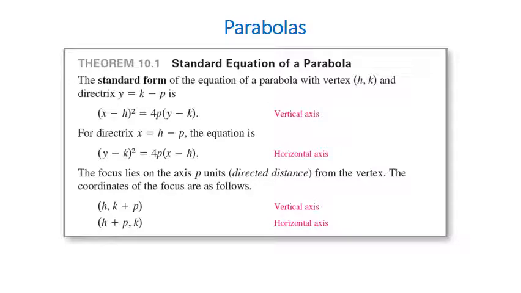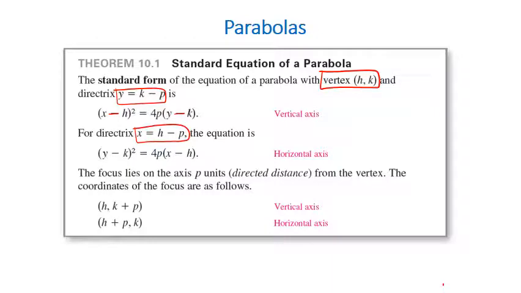Now, theorem 10.1 gives us the standard equations of the parabola. So a couple things to recognize here. The vertex, just like the center of a circle, the vertex is (h, k). Be cautious of the signs because in the formula we have minus signs. And then, as mentioned before, the directrix, depending on the direction in which the parabola opens, the equation for the directrix are here of the form x equals or y equals.